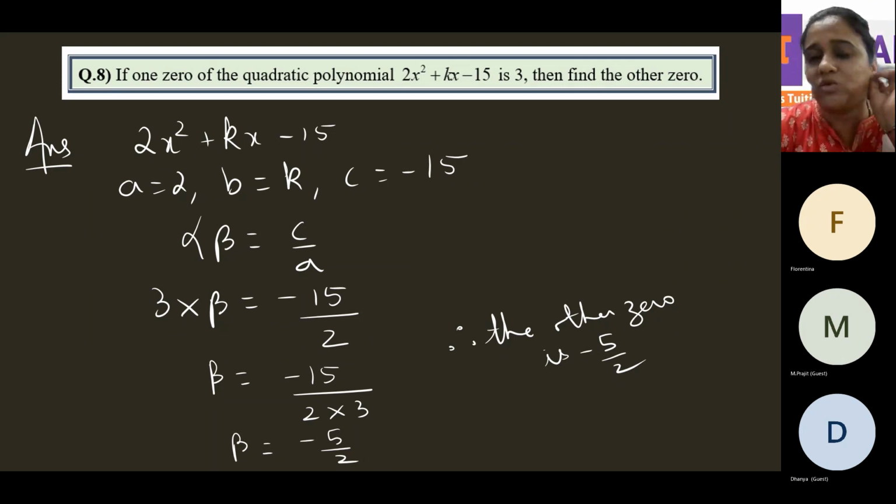You can use any one of the two conditions, whichever works. You can use alpha plus beta as minus b by a, if that will be helpful. You can leave it like this. Minus 5 by 2 is fine.